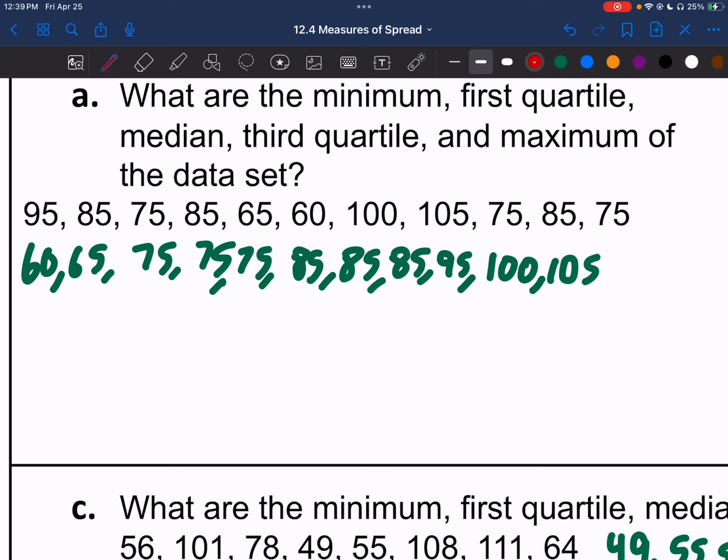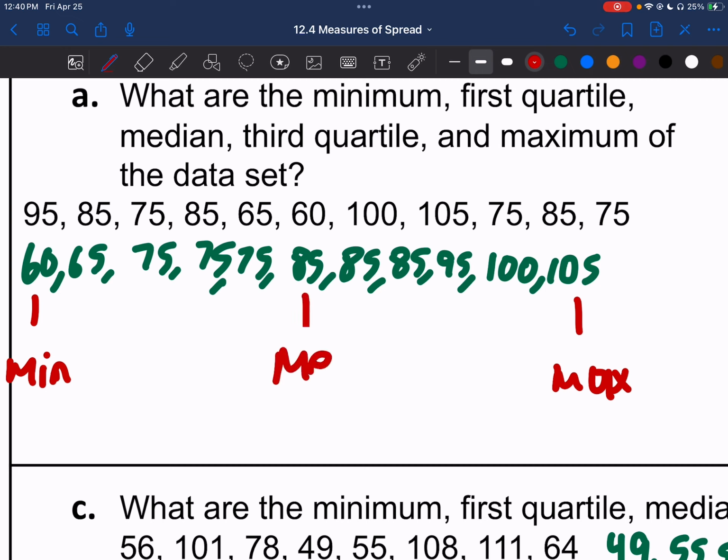So I've already set up the data for us for our orders. We need to find the min, the first quartile, the median, the third quartile, and the max of the data set. So you start by putting it in numerical order. Our min is 60. Our max is 105. So those are easy to find. We have a total of 11 data points here, so we're going to go to our 6th. So 1, 2, 3, 4, 5, 6.